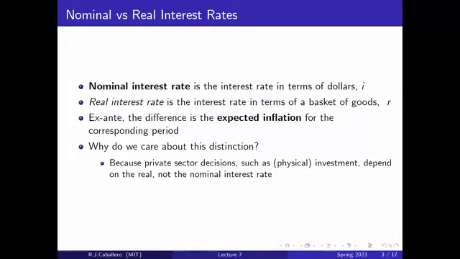Okay? Good. So why do we care about this distinction between nominal and real interest rate? Well, because important decisions of the private sector, like the purchase of durable goods for consumers, we're not modeling that in this course, but investment, in the case of physical investment, not financial investment, physical investment depends on real rates, not nominal rates. So what determines whether the opportunity cost of a real investment is high or low is the real interest rate, not the nominal interest rate.